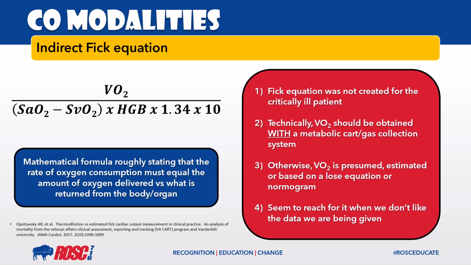And lastly, I see that we really reach for the Fick equation when we don't like the data that other modalities are giving us. There's scattered literature out there, but my favorite would be from the VA CART program trial. Essentially, in comparison to thermodilution cardiac output, the Fick equation only showed a modest agreement. And more importantly, the thermodilution cardiac output values were more strongly associated with mortality. So there continues to be question concerning the accuracy of the Fick equation in the critically ill.